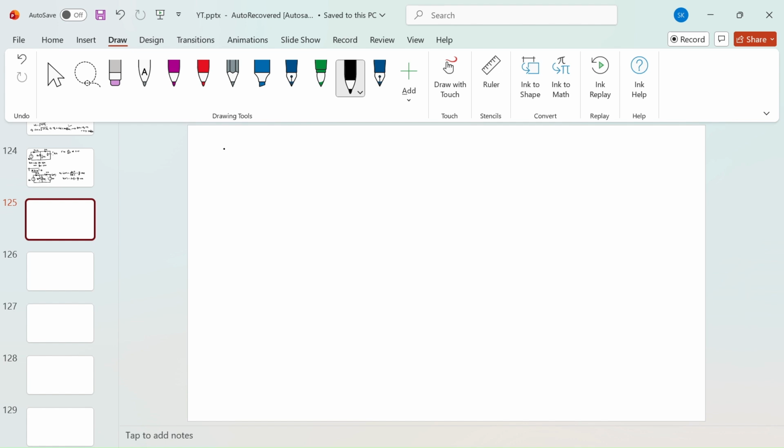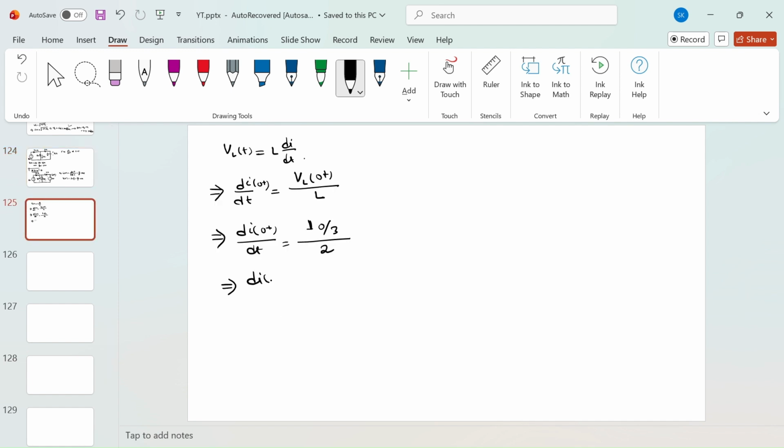For an inductor, the voltage across the inductor is simply L di by dt. Now let's say I wanted to calculate the rate of change of inductor current at 0 plus. Then I need VL 0 plus by L. So di 0 plus by dt is equal to VL 0 plus by L. VL 0 plus is 10 by 3, and the inductance value is 2 Henry, right? So di 0 plus by dt is equal to 5 by 3 ampere per second.